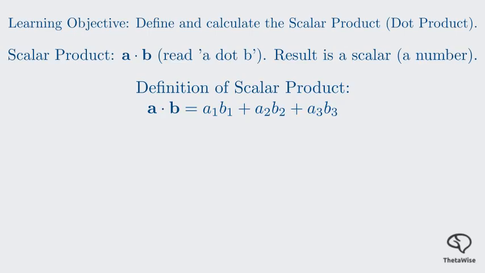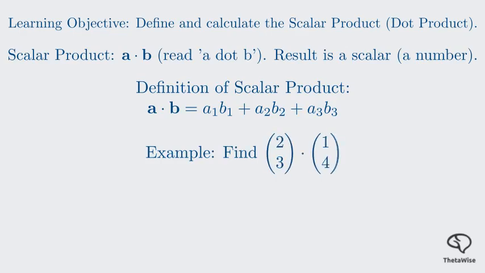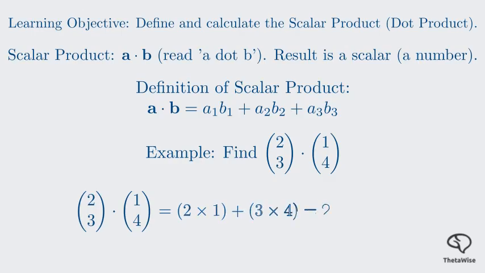Let's work through a two-dimensional example first. Let's find the dot product of the vector (2, 3) and the vector (1, 4). We multiply the first components, 2 and 1, and add the product of the second components, 3 and 4. This gives us 2 plus 12, which equals 14. Notice the result is a single number, a scalar, not a vector.